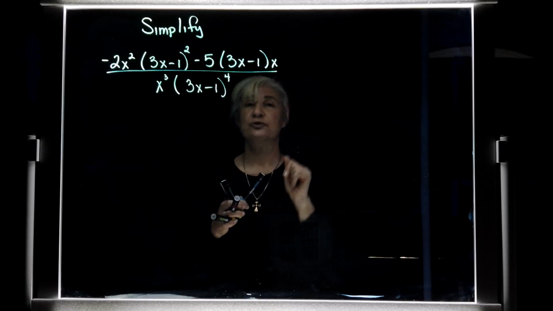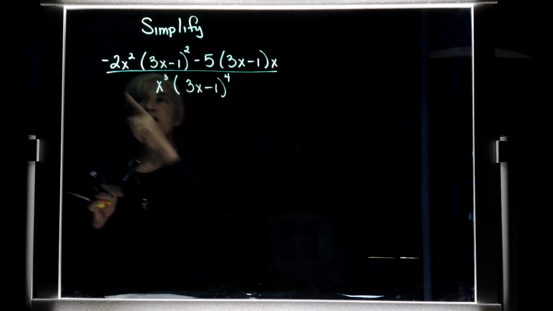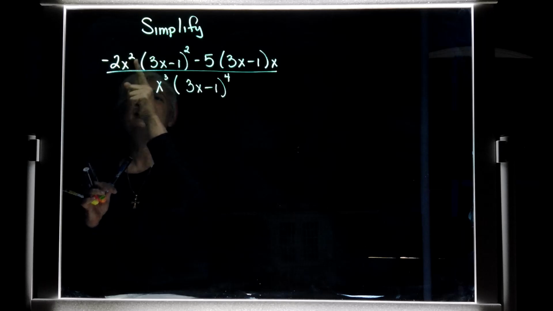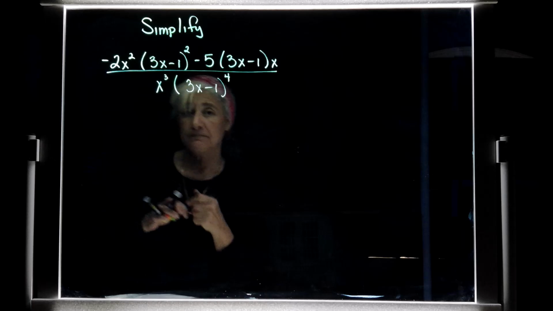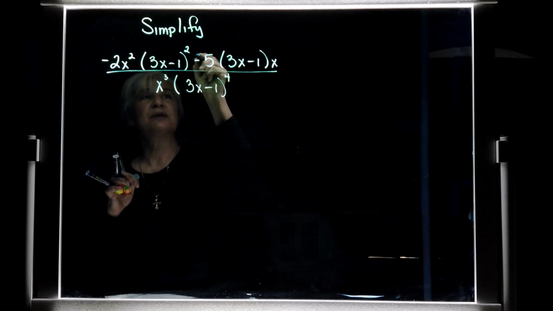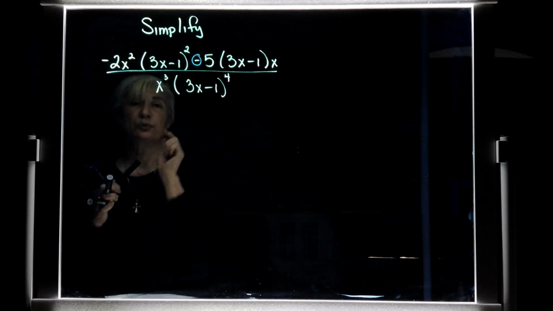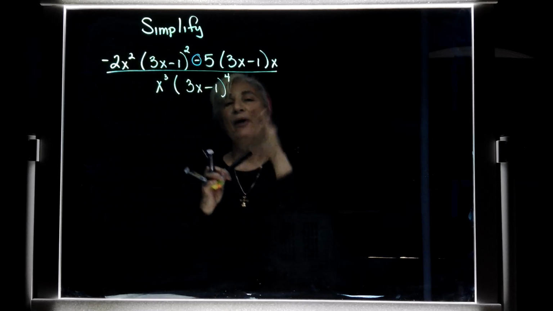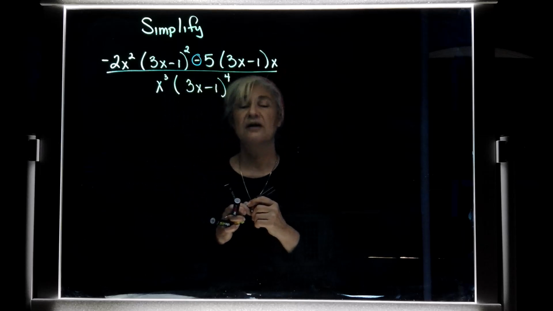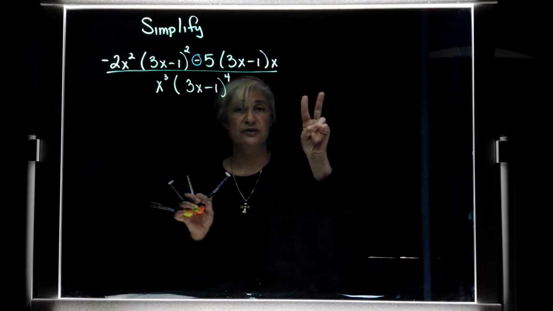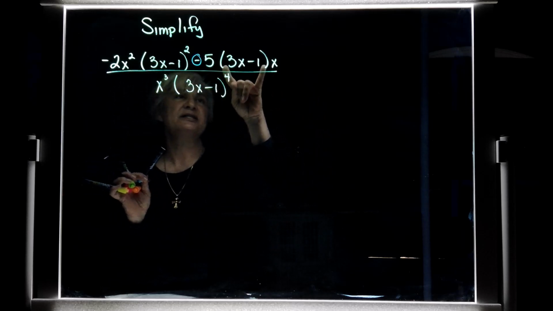Okay, let me remind you, terms are separated by addition or subtraction. So let's walk it through. This is -2 times x squared times this parenthesis minus. As soon as I hit this minus sign, that tells me that this is one term, what I just read. Now, after the minus sign, I have 5 times this parenthesis times x. So how many terms do we have? Just 2.